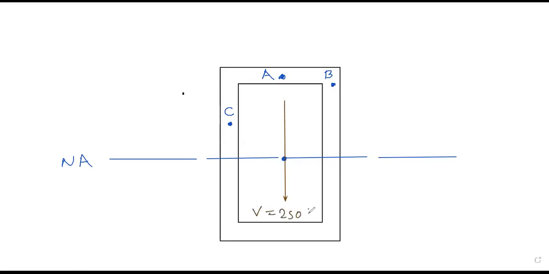Neutral axis. Then point C is located here. Then point E is here. And point B. And shear force is acting through the CG. V is given 250 kN. So distances are now given.